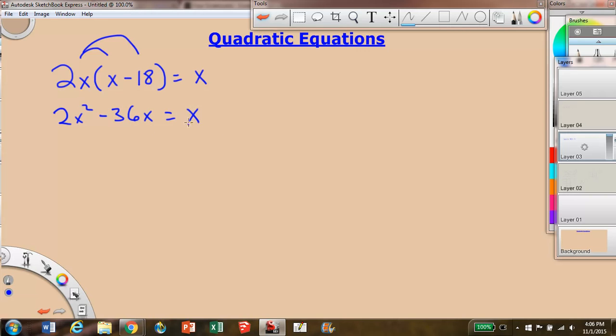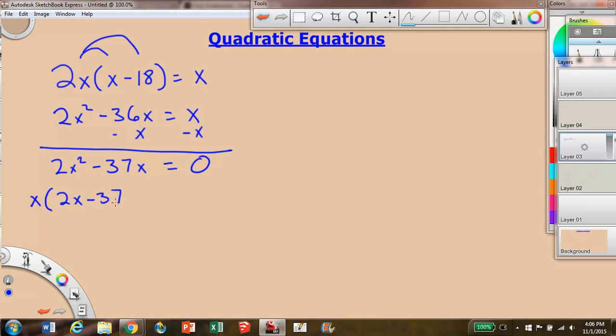Okay, well I still want a 0 on this side, so I'm going to subtract x from both sides. 2x squared minus, well, -36x minus x is -37x. And this is equal to 0, because x minus x is equal to 0. Now, we do the same thing. We have to factor this. And this is actually easier than any other type of quadratic that we run into. So what I do is I factor out the greatest common factor, which is x. Pull it out like we're undoing distribution: x times 2x minus 37, equal to 0.